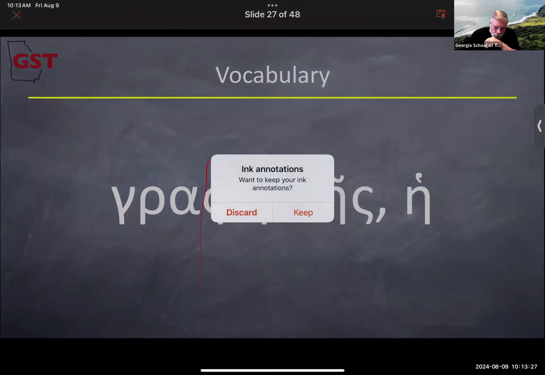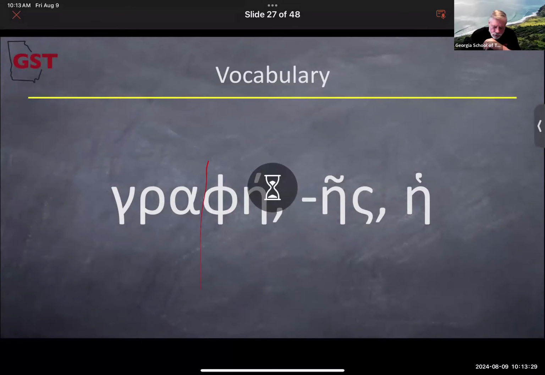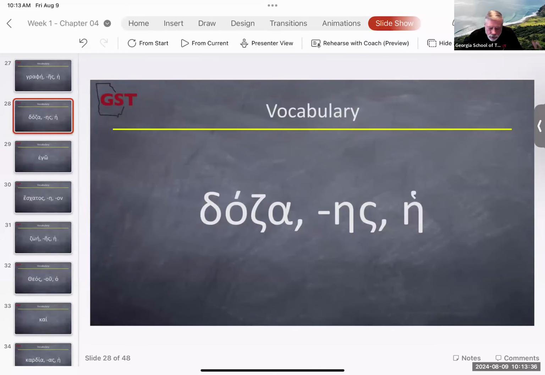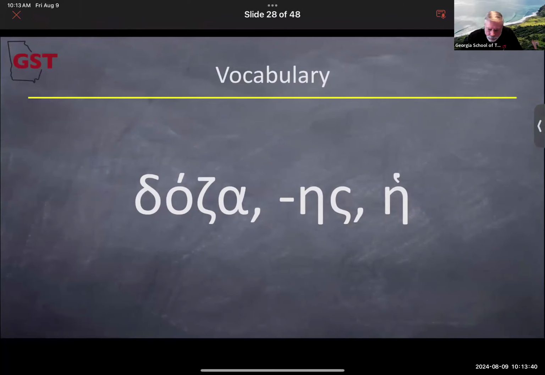All right, I'm going to run through the rest of these just for time's sake, but this is what you want to practice, and you want to practice these vocabulary words. All right. So this next one, I think I'll let you do this one because it's a fun one.